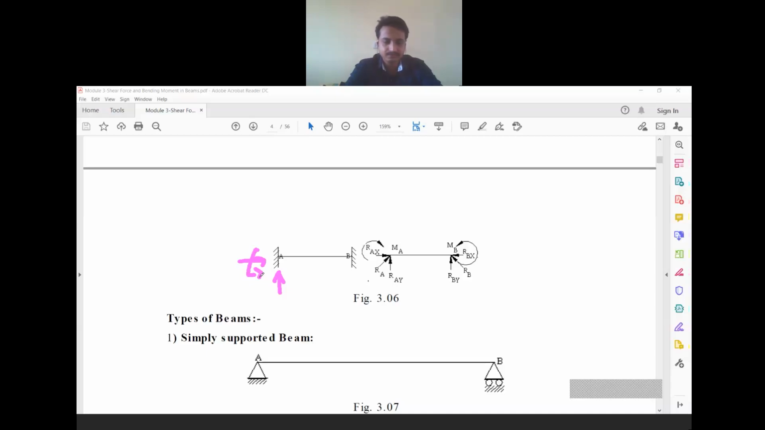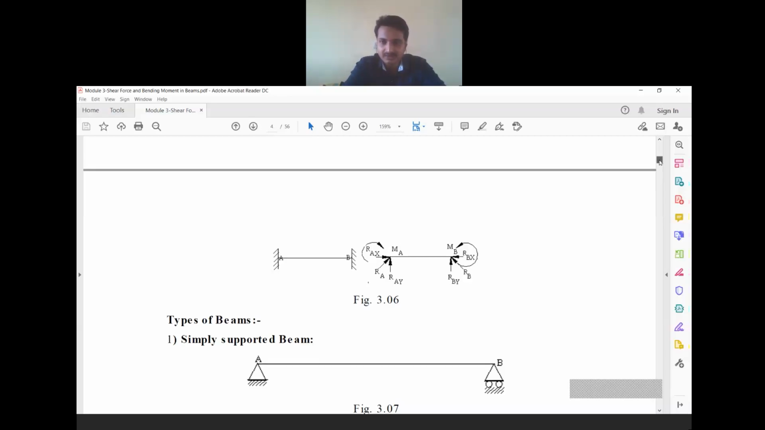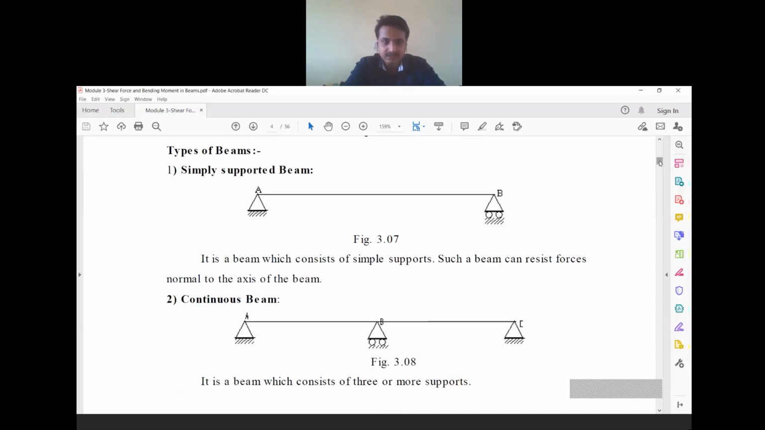So this is how the reactions can be calculated for a given type of support. So these are the types of supports. With this knowledge of support reactions, we shall understand the types of beam present. First one we have is the simply supported beam. A simply supported beam, see here at point A we have only a pin joint.